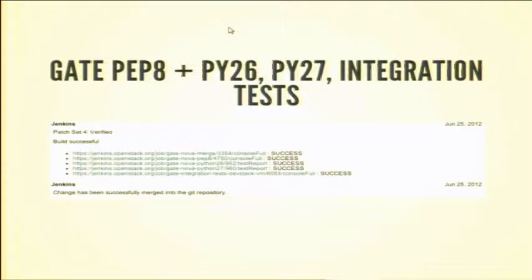So now we have, in addition to just running Python 2.7 unit tests, we decided to run Python 2.6 unit tests as well. We're using Tox for that. It makes it really easy to run both. But now we have twice the amount of work. And additionally, unit tests are pretty good.